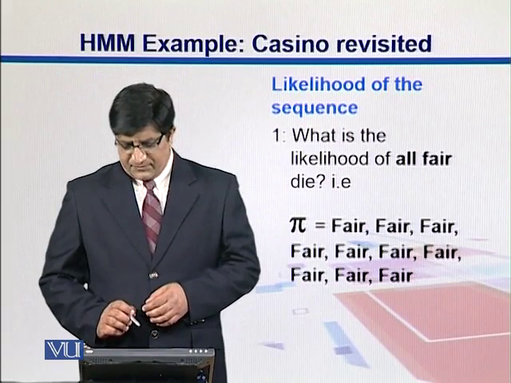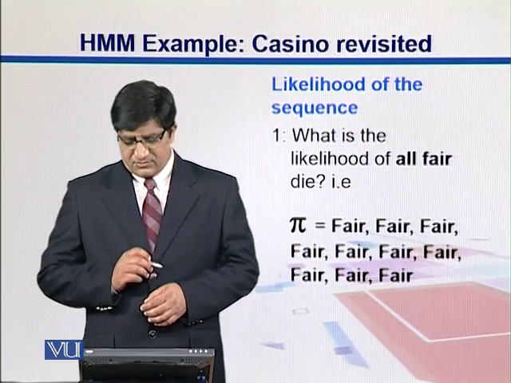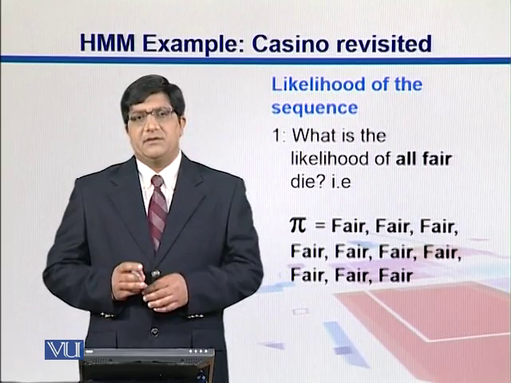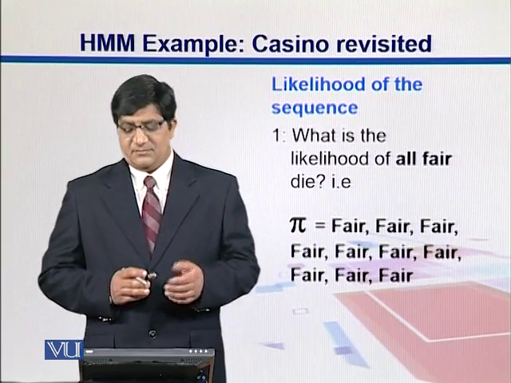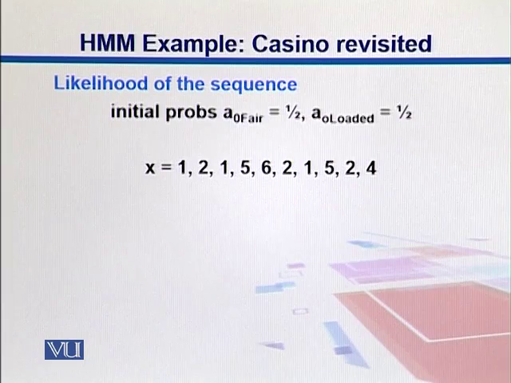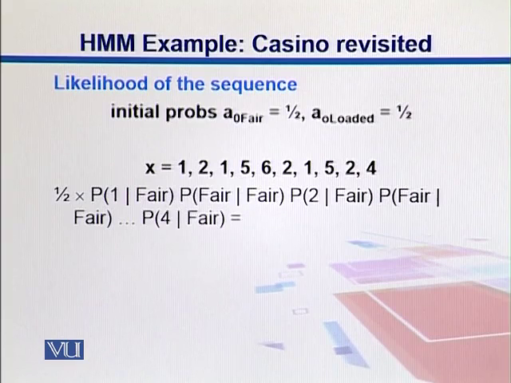What is the likelihood of all fair dice? We are interested in a path in which all of the dice used were fair. So the likelihood of the sequence can be calculated like this. We start with the initial probabilities. Starting in fair is half, starting in loaded is half, and this is our sequence coming from the alphabet 1 through 6. What we are interested in is that everything is fair.